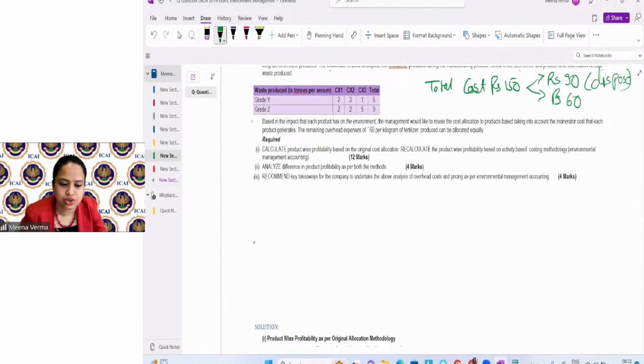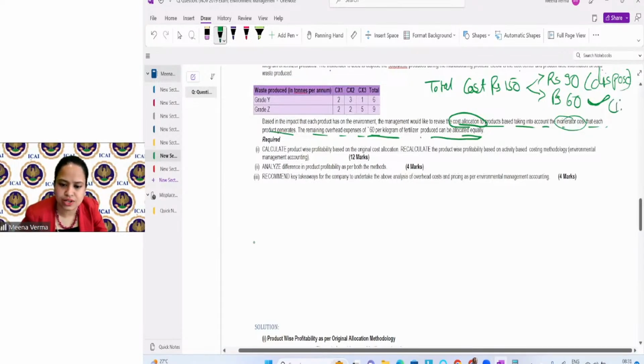The management would like to revise the cost allocation to the product based on taking into account the incinerator costs that each product generates. Remaining overhead expenses is 60 per kg fertilizer. This is what we have calculated already, which will be allocated equally. So this cost should be equally allocated, 1:1. Okay, now let's see the requirement of the question.